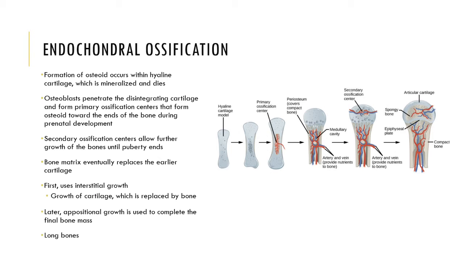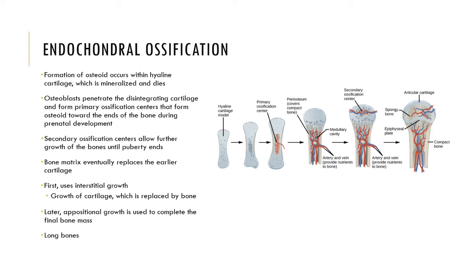In endochondral ossification, formation of osteoid occurs within the hyaline cartilage, which is mineralized and then dies. Osteoblasts penetrate the disintegrating cartilage and form primary ossification centers, which then form osteoids towards the ends of the bone during prenatal development. There are also secondary ossification centers which allow further growth of the bones until puberty ends.